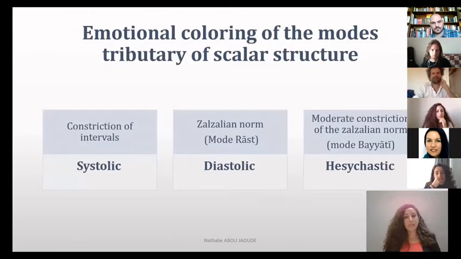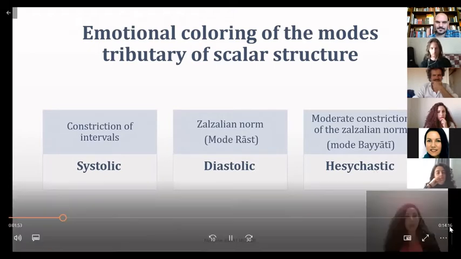Alternatively, it appears from the divisions that emotional colorings of the modes are tributary of their scalar structure. It's a type of emotional and symbolic coloring associated with the scalar characterization of melodic statements. The systolic ethos is defined by the constriction of intervals, whereas full inference of the Zelzal norm corresponds to a diastolic ethos, and a moderate constriction in the Zelzal norm corresponds to a azykastic ethos.